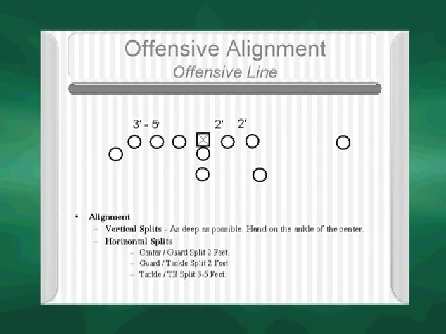This provides us for maximum depth and also allows our line to be legal within the rules, but breaking the belt line of the center. We want to have a 2-foot split between center and guard, and we also want to have a 2-foot split between guard and tackle. Our tight end split can vary, working from 3 to 5 feet. We want to expand versus 8-man fronts and be closer to 3 foot versus a 7-man front.